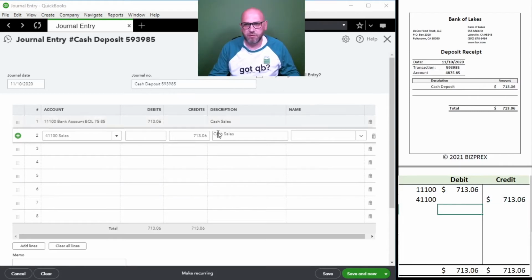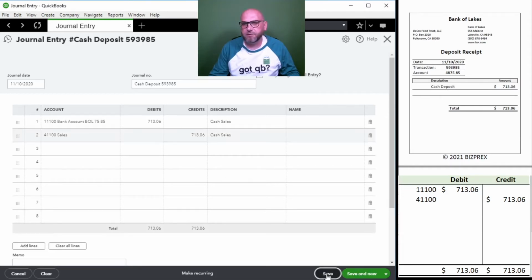So here it is. Debits and credits are in balance, and in this interface, the beauty of general journal entries, you can see it right here, right? So we took this cash to the bank, deposited it, and here it is.